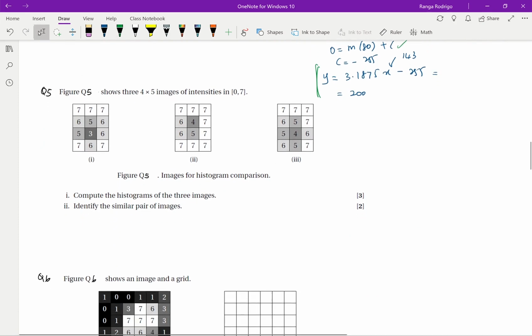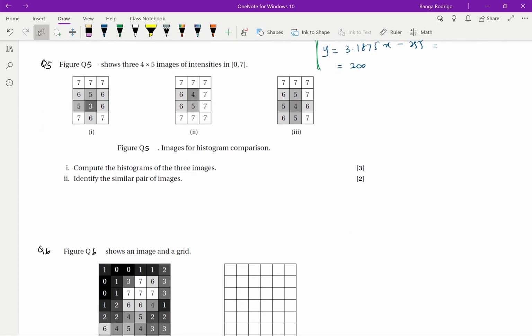Okay, question number 5. Figure Q5 shows 3 4x5 images. Oh, they are not 4x5 images, they are 4x3 images. 3 images of intensities in 0 to 7. Intensities are usually from 0 to 255, but in this case I have chosen 0 to 7 for convenience. Compute the histogram of the 3 images.